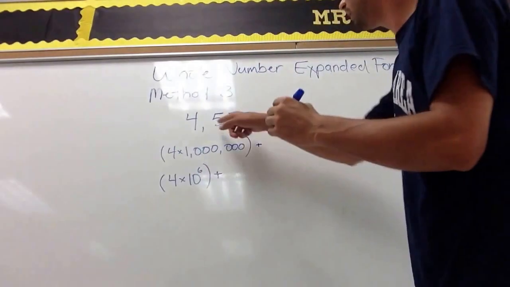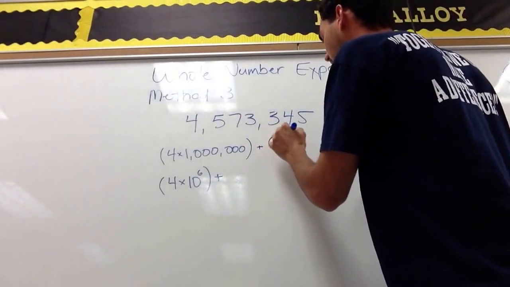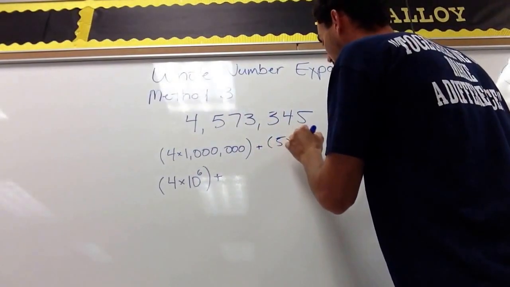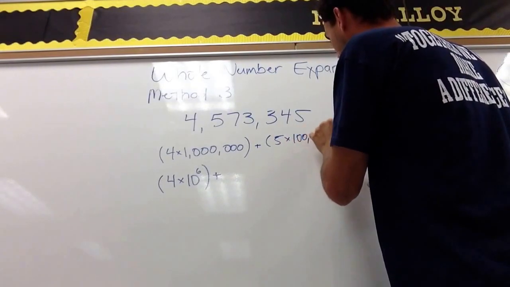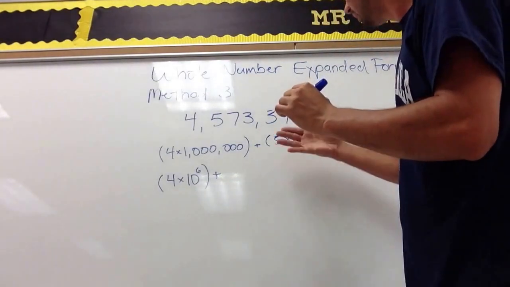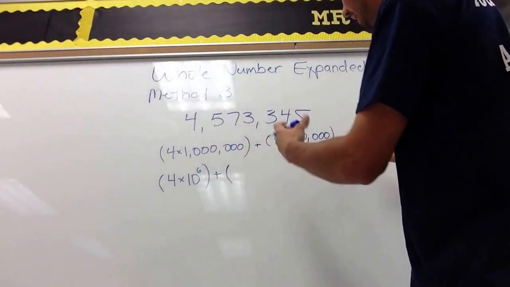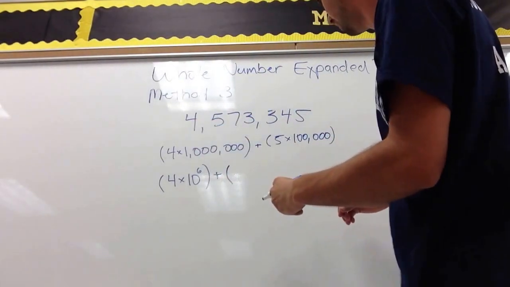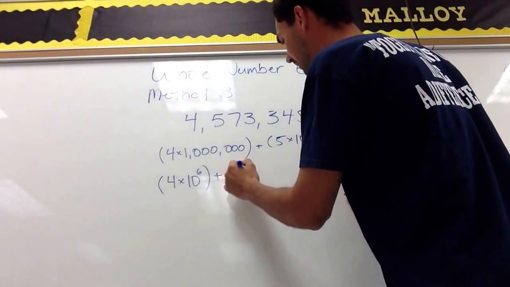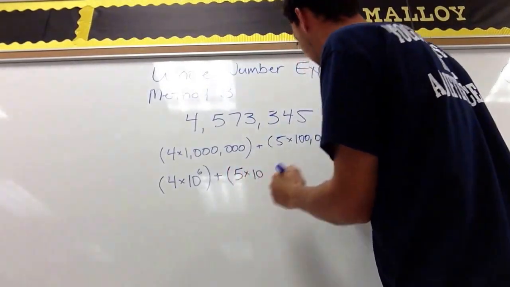Plus what? Well, that 5. That 5's not really a 5. That's really a 500,000, or 5 times 10,000. Oh, look at all that. I'm already getting long here, right? So that'd be 5 times 10, base 10.